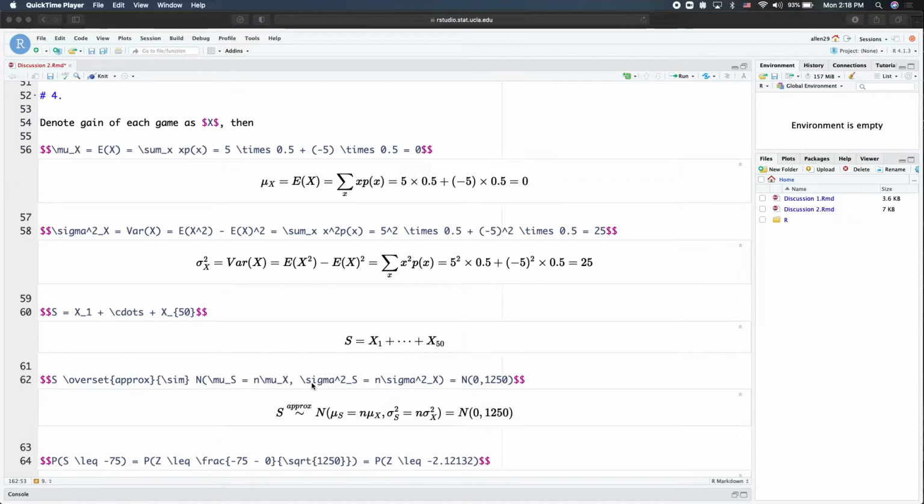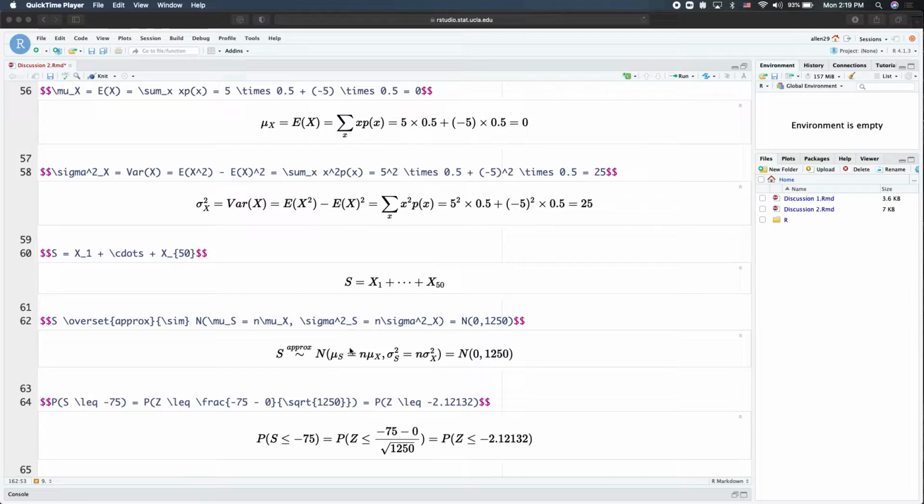And now we are interested in this quantity S here, which is the sum of 50 games. We consider 50 a relatively large number, so S approximately follows a normal distribution. Then mu of S is equal to n multiplied by mu of X, and the variance of S is also n multiplied by the variance of X. So we plug in n equal to 50, expectation 0 and variance 25. Then S follows a normal with mean 0 and variance 1250.